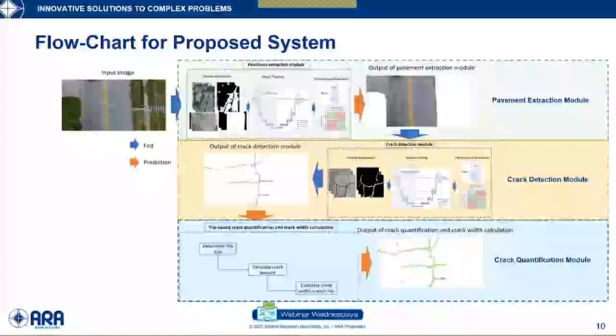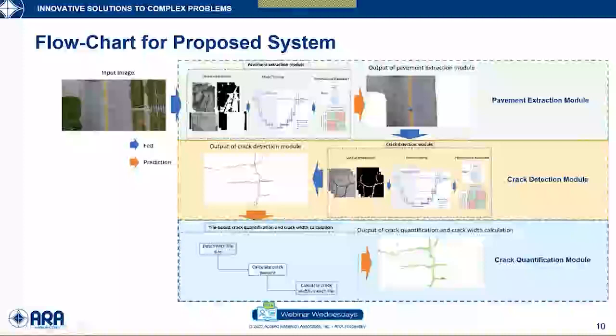So, a flow chart for each task and their relationships is shown here. The blue arrow represents the feed images of each module. The first module, the pavement extraction module, receives the UAV images and generates the pavement extracted image with the same size as the input.